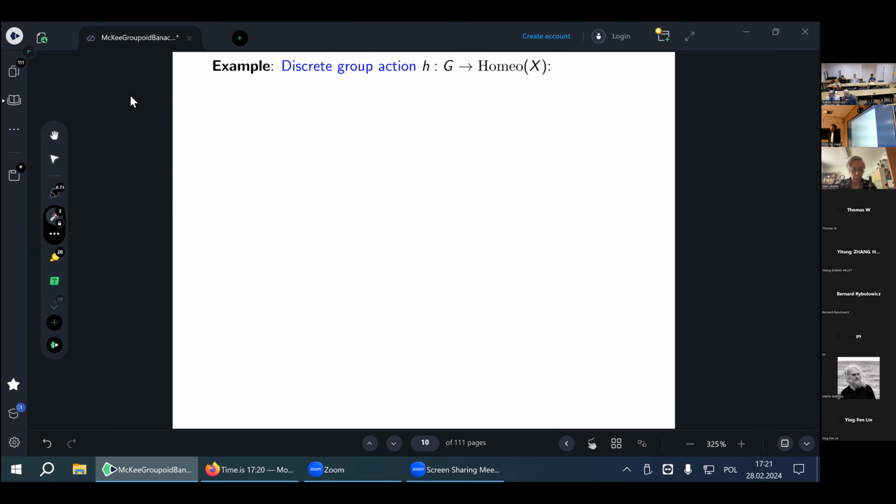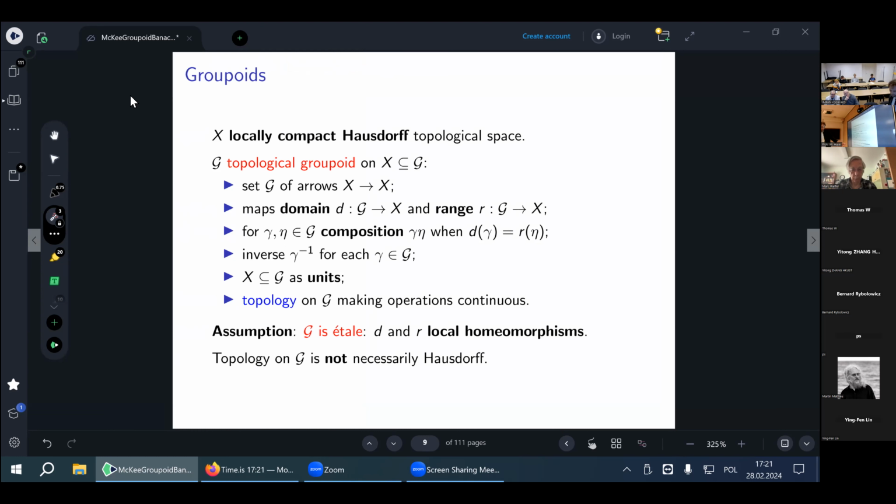Sorry, don't you assume that X is a closed subset of G? Yes, I guess that's built into my assumptions somewhere. Okay.